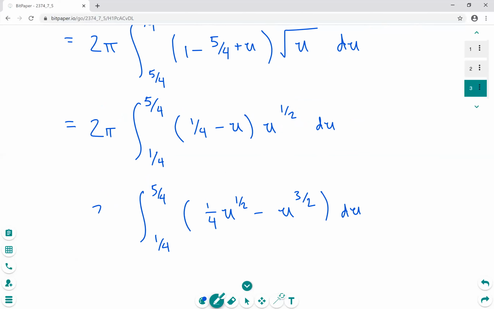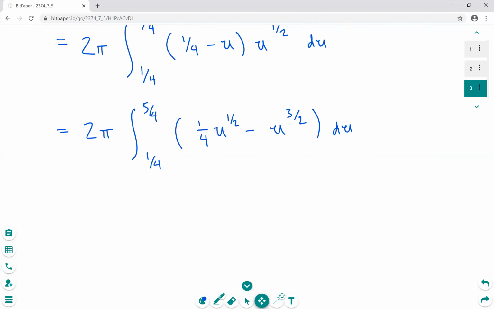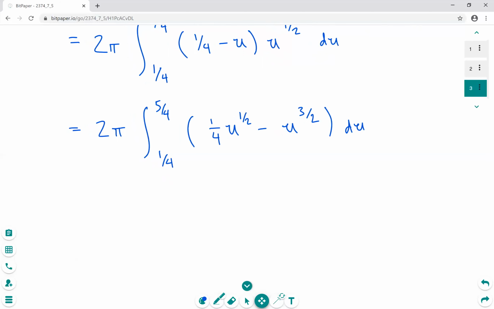And now all you have to do to compute this integral is use the power rule for integration. And I'm not going to get into the nitty gritty of this. Of course, everybody knows how to do this by now. But if you work this out on your own, you should get something like 2.97.